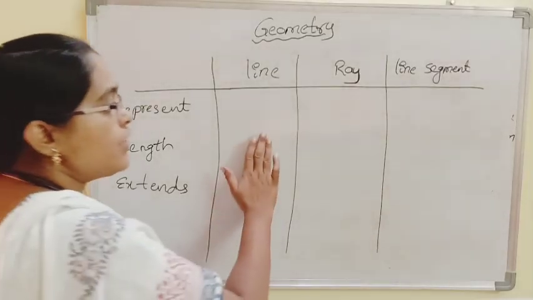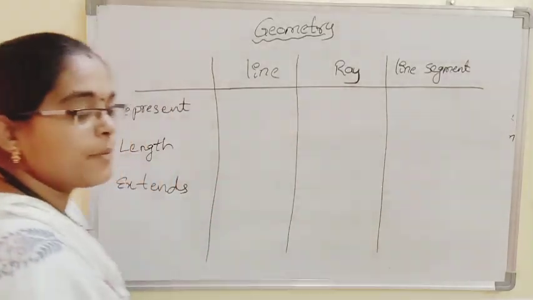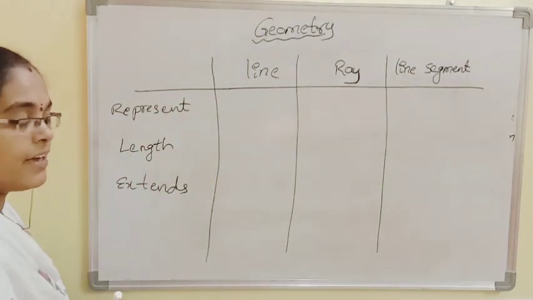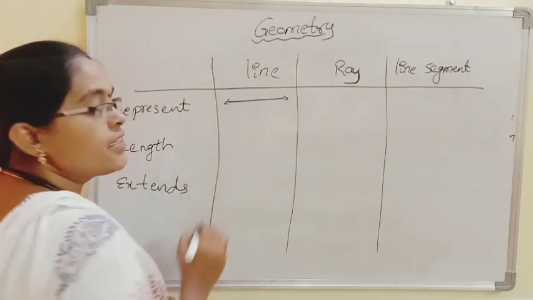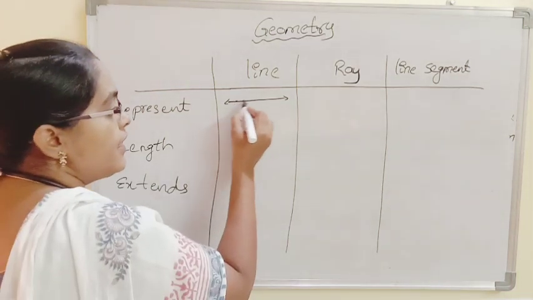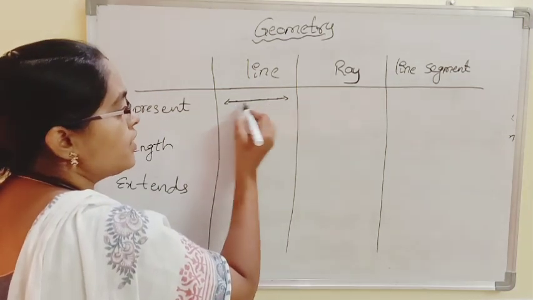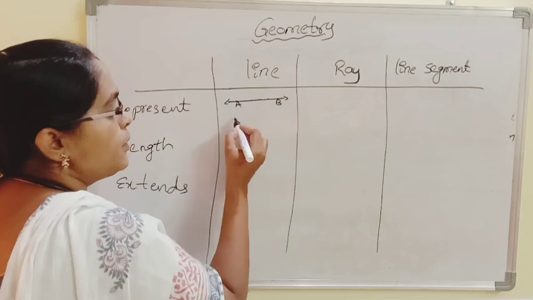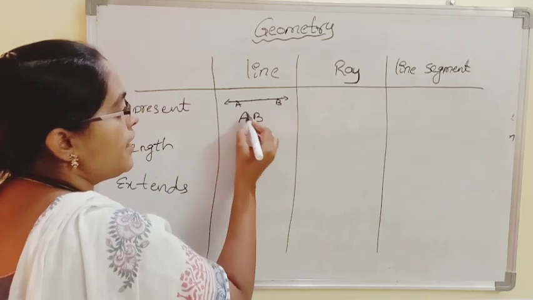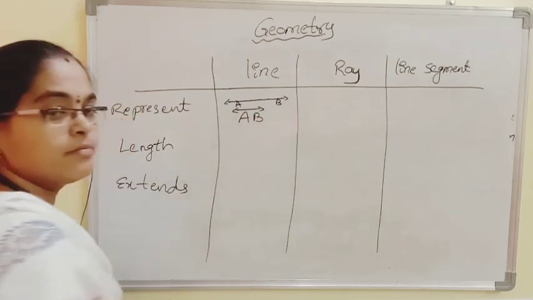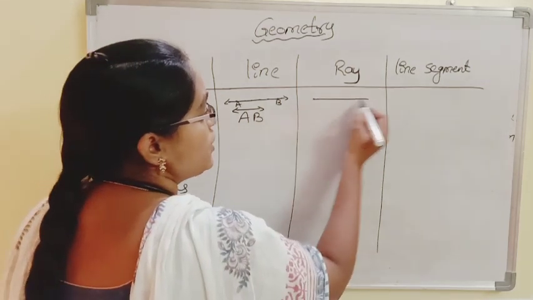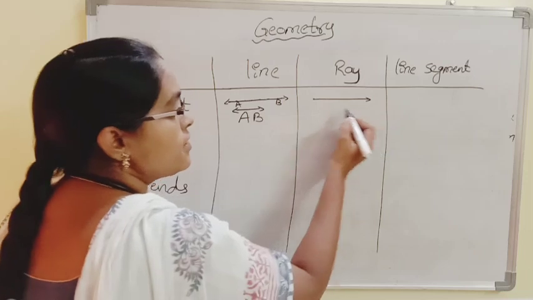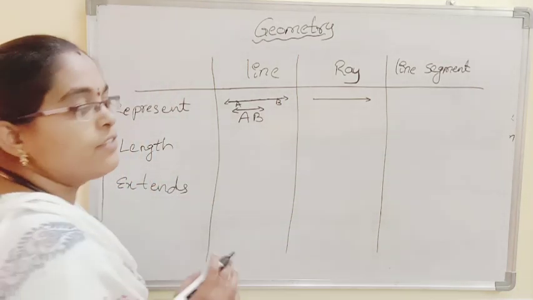Now see the difference between line, ray and line segment. See how to represent a line. My line extends in both directions and has infinite points on it. I am considering any two points, so this we represent as AB with a line symbol above. And what is a ray? A part of a line which has a starting point and extends in one direction infinitely.